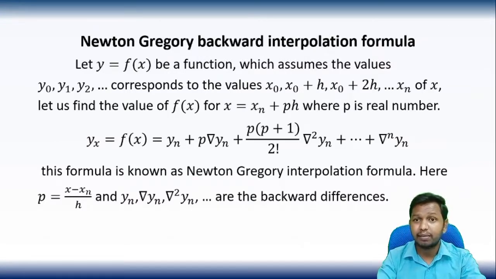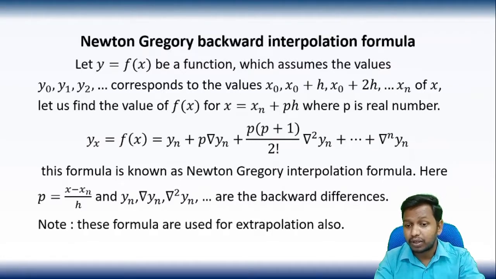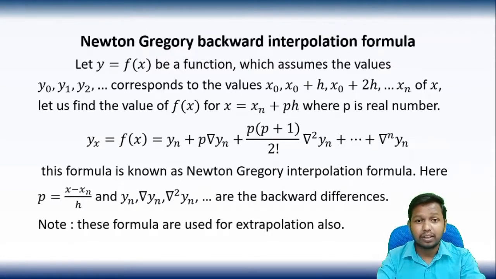Here p is calculated as x minus xn divided by h, where xn is the final value of x, and yn, nabla yn, nabla square yn are the backward differences. These formulas are used for extrapolation also. That means the Newton-Gregory formula can also be used for extrapolation, that means to find the point or functional value outside the table.